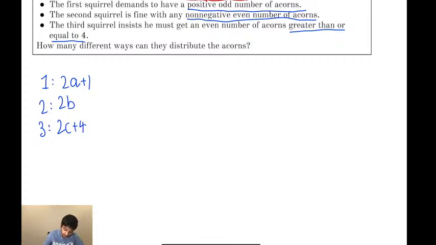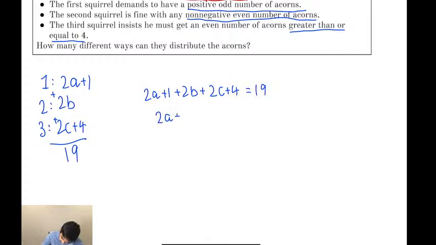Okay, so now we have the sum of all these three values is going to be 19. So that means that 2a plus 1 plus 2b plus 2c plus 4 equals 19, meaning 2a plus 2b plus 2c equals 19 minus 4 minus 1, which equals 14. And now we can just divide by 2, so a plus b plus c equals 7.